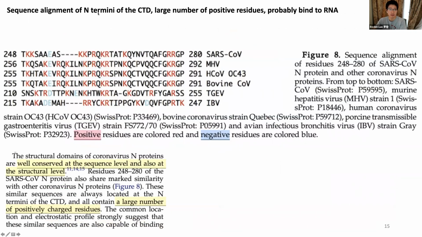This is the sequence alignment of the N-termini of CTD. It shows the charge similarities. First, the large number of positive charges shown in red are highly conserved. Those charged residues in the conserved regions should have some functions, and the author proposed it binds to RNA.